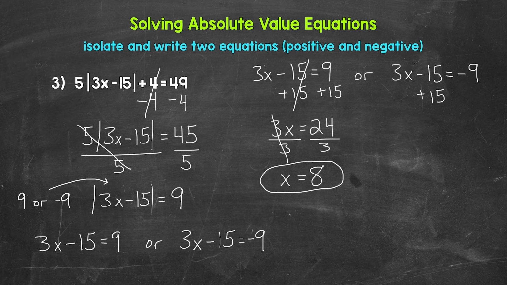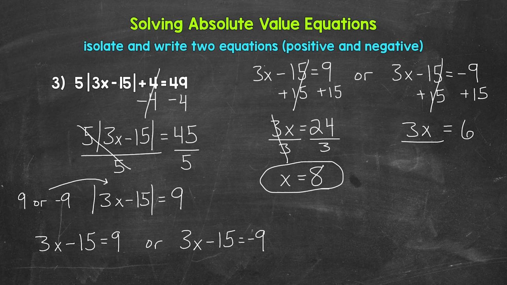Now for 3x minus 15 equals negative 9, let's undo the subtraction first. So add 15 to the left side of the equation. That means we need to add 15 to the right side as well. These 15's cancel each other out, so we have 3x equals, and then negative 9 plus 15 gives us a positive 6. So now we have 3x equals 6.